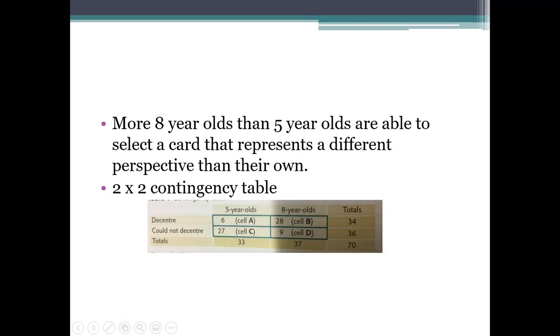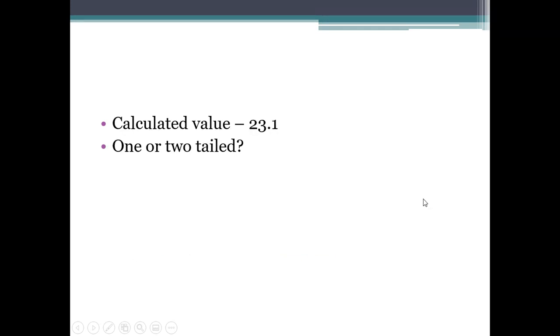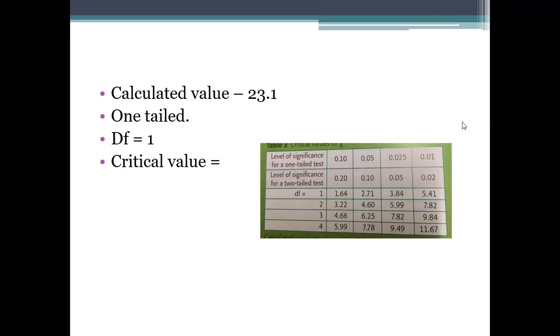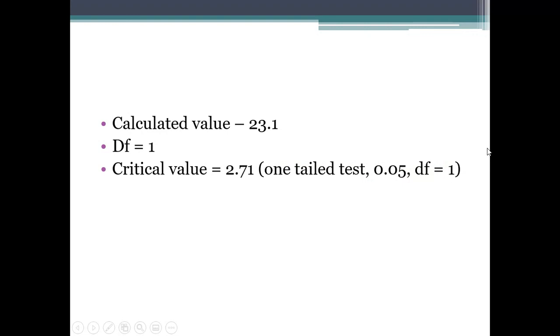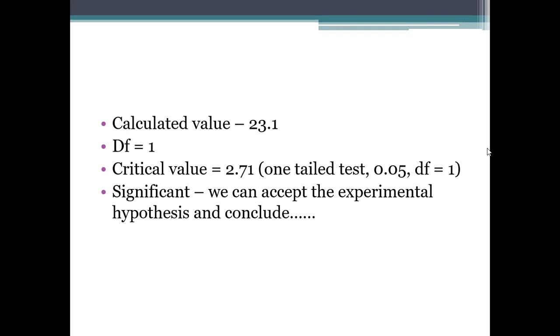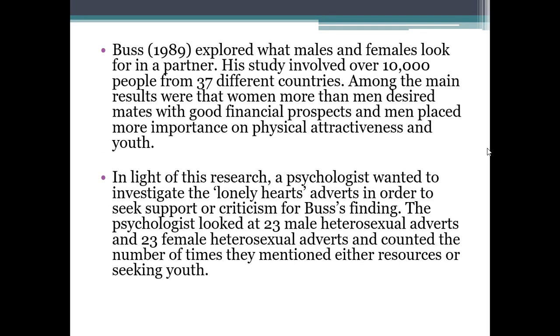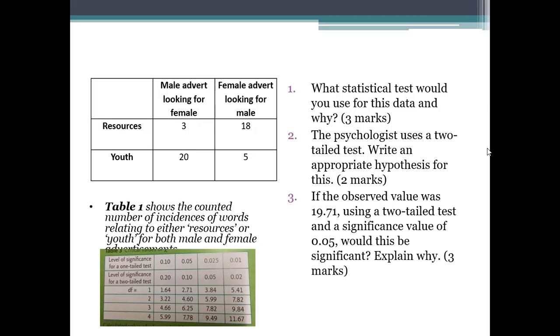So this experiment is whether 8-year-olds and 5-year-olds are able to select a card that represents a different perspective than their own. The calculated value is 23.1. That's a one-tailed test. Your degree of freedom is the row total take 1 times the column total take 1. So that's 1. And then you look up the critical value. So you've got a one-tailed test, your degree of freedom is 1, so your critical value is 2.71. Your calculated value was 23.1. So in this case, you're significant and you can accept the results.